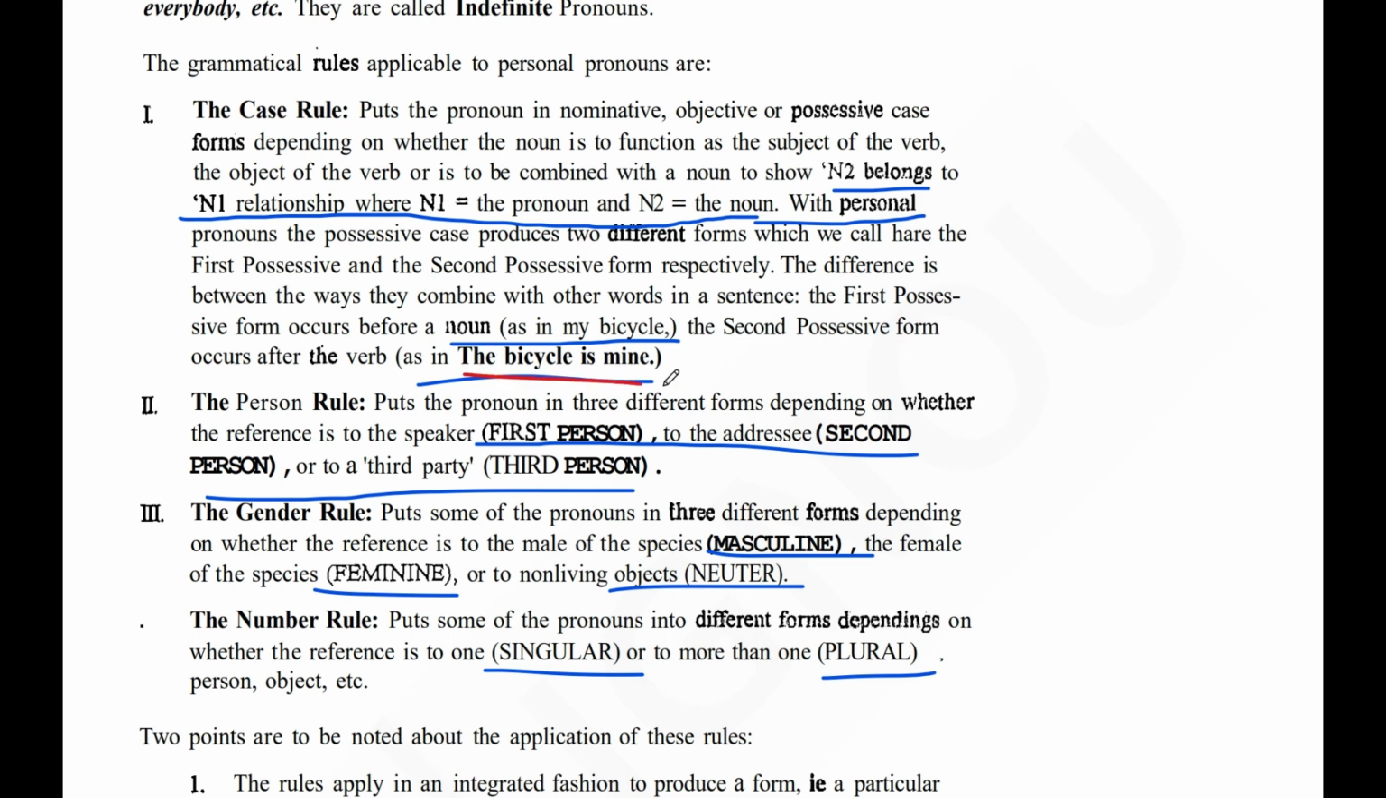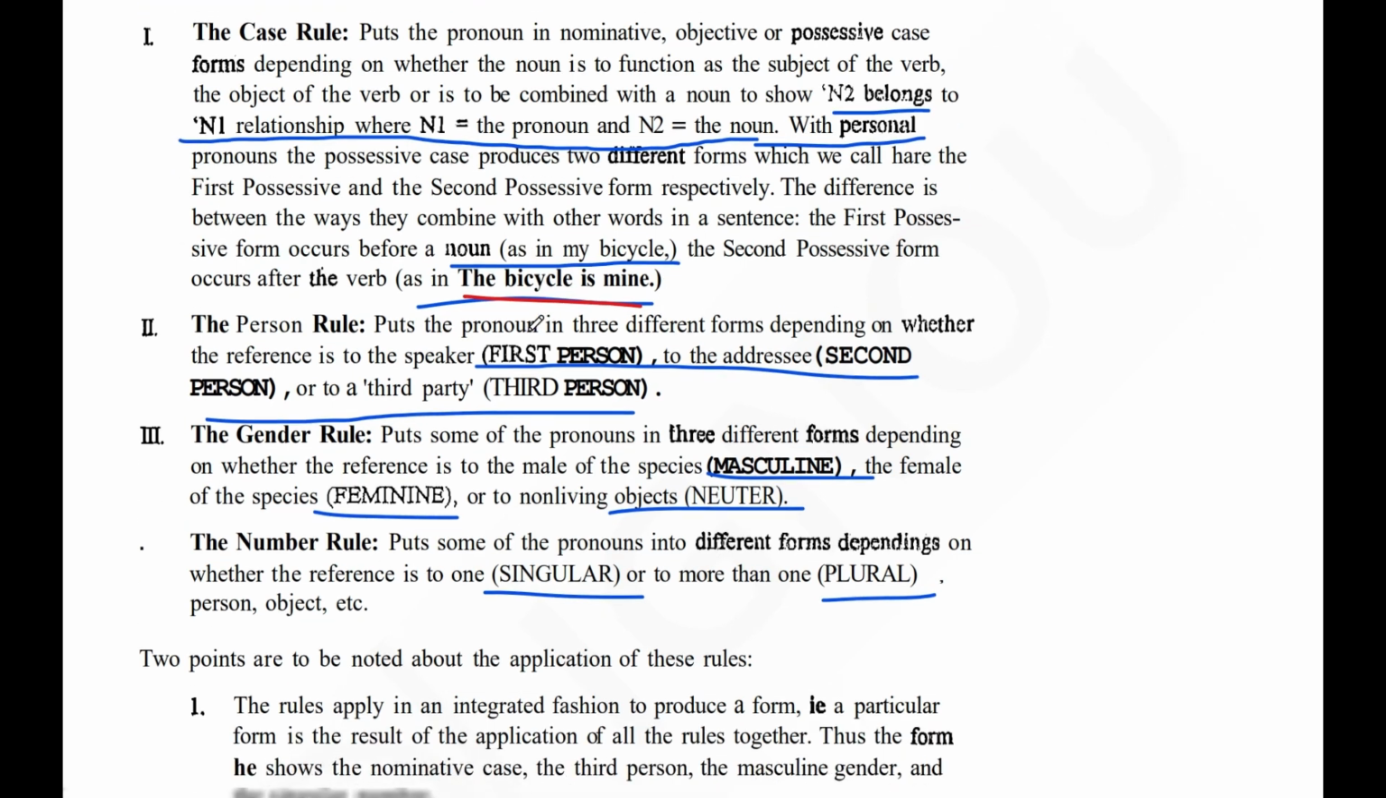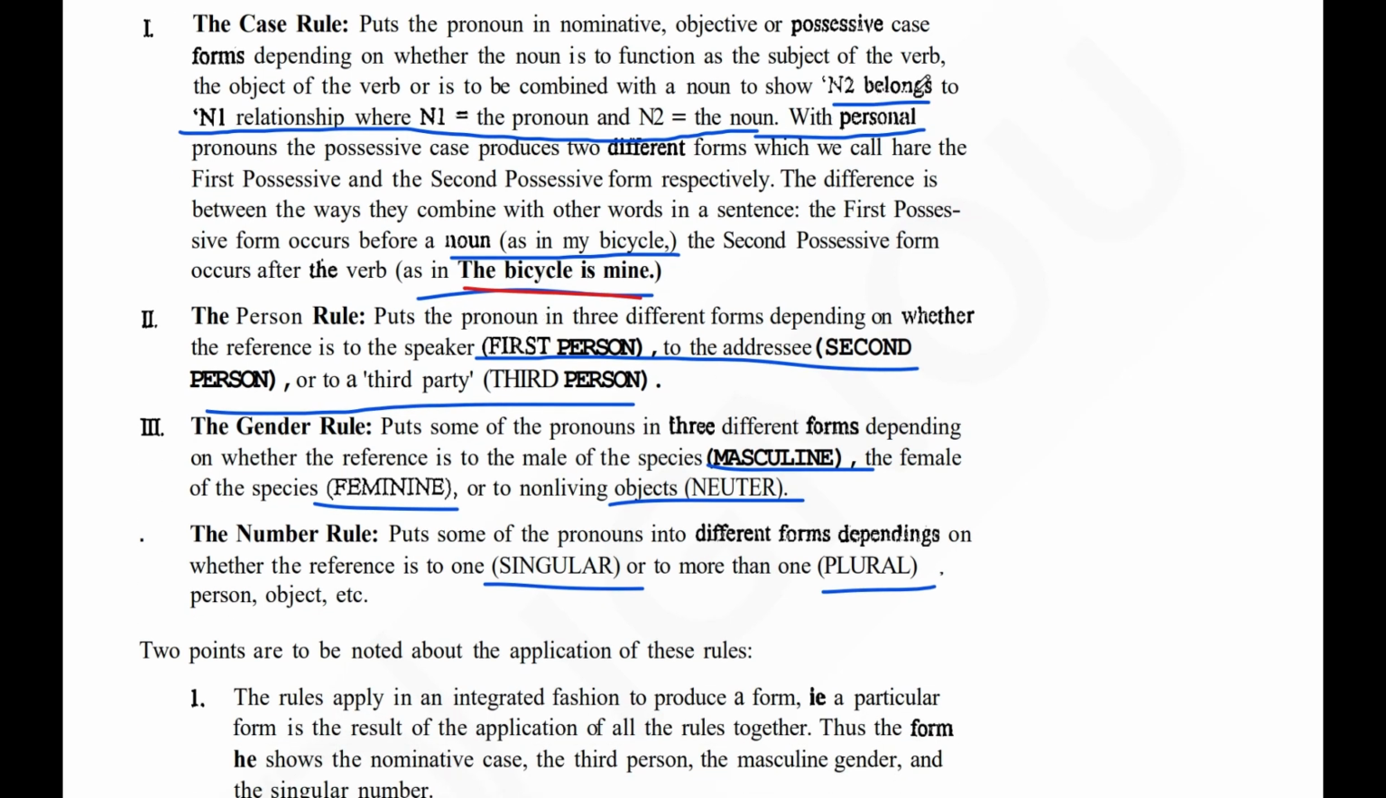So the first one is they are talking about this bicycle is mine. Mine is this bicycle. Okay, this is the first one. That N2 belongs to N1 relationship. They're talking about the relationship with a noun. Okay, and this bicycle is mine. This is the first example.